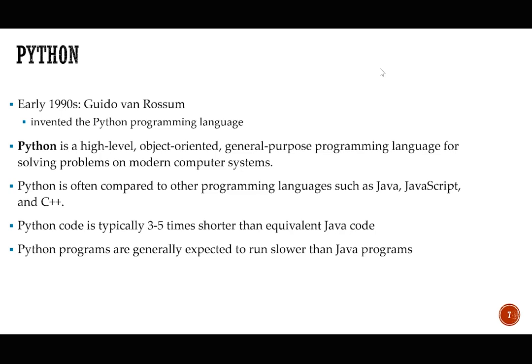Python, because it's an object-oriented language, is often compared to other programming languages such as Java, JavaScript, and C++. Overall, Python code is typically 3 to 5 times shorter than equivalent Java code. Java is one of my favorite programming languages, but Python is typically shorter. Python programs are generally expected to run slower than Java programs, so there is a trade-off here.